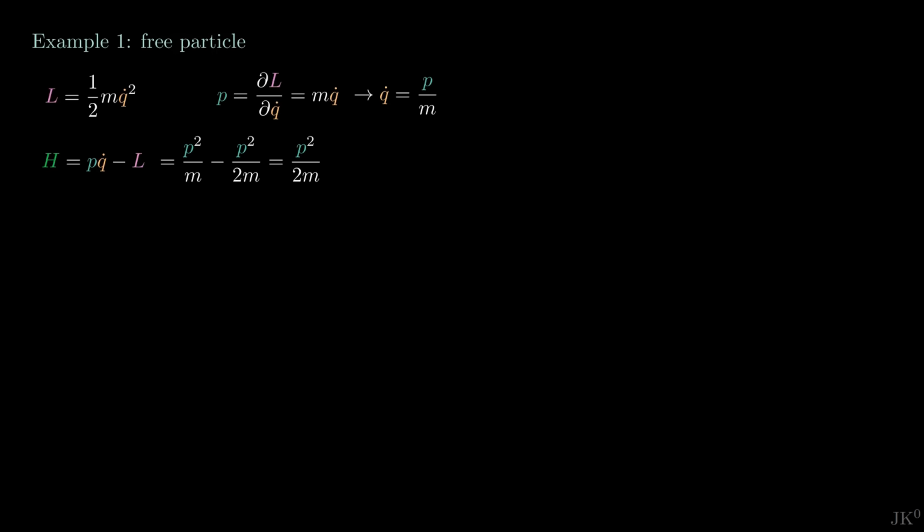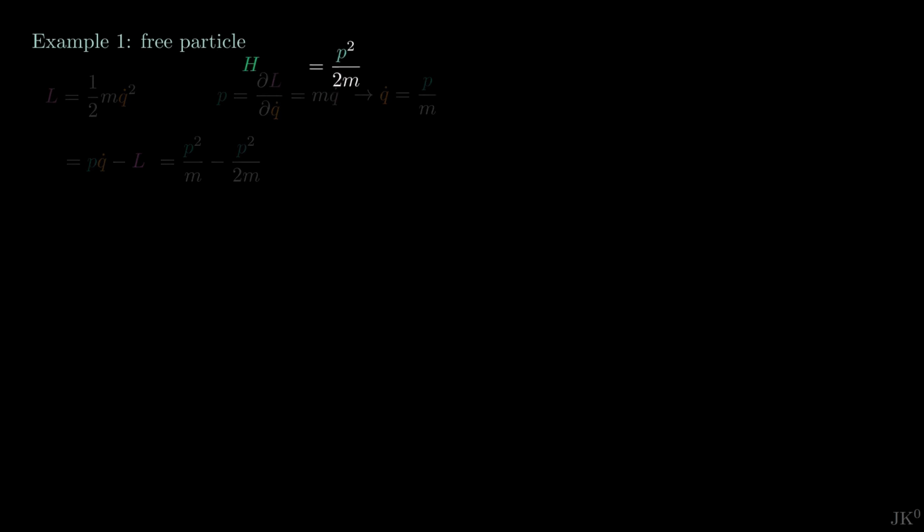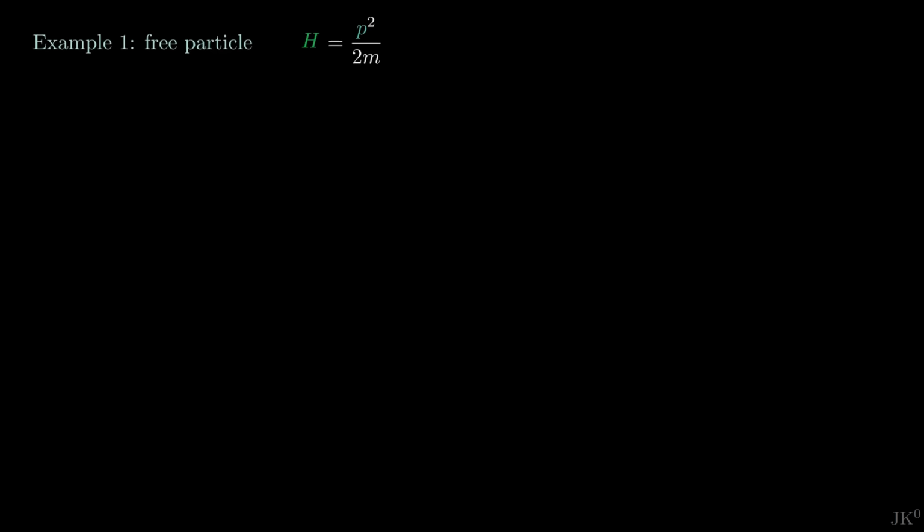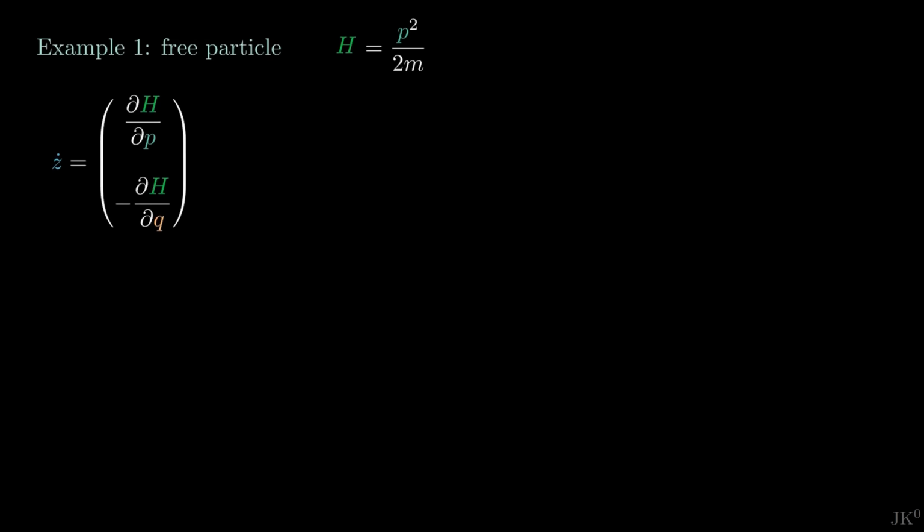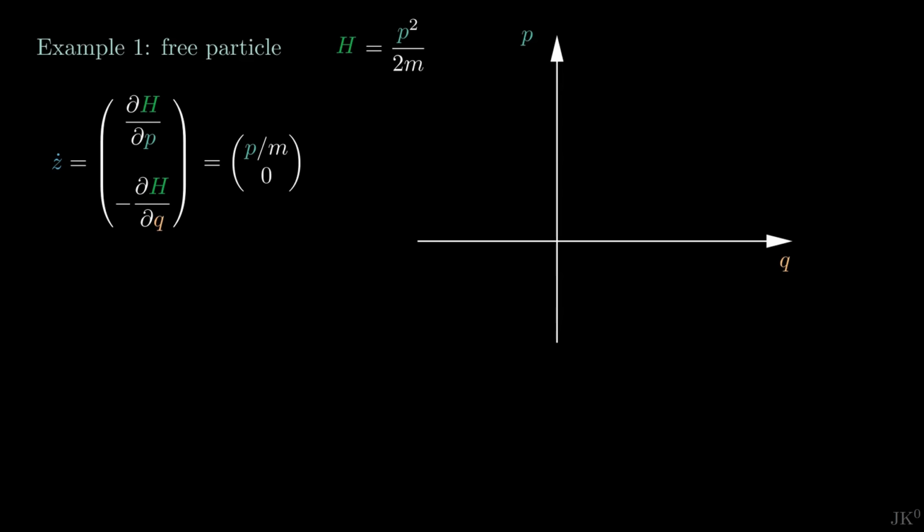Consider a free particle. Its kinetic energy is 1/2 m q dot squared, which also defines the Lagrangian. From here, we calculate the canonical momentum p, and following Hamilton's method, we invert this to write q dot as p over m. And from here, we get the Hamiltonian to be p squared over 2m. Let's explicitly calculate the components of z dot. Given the form of the Hamiltonian, we find that z dot has no vertical component, and its horizontal component only depends on p.